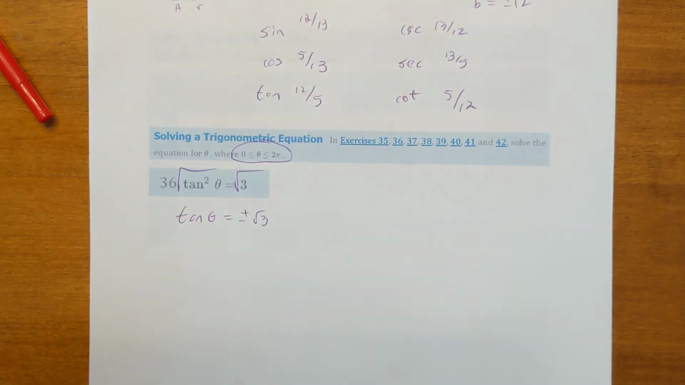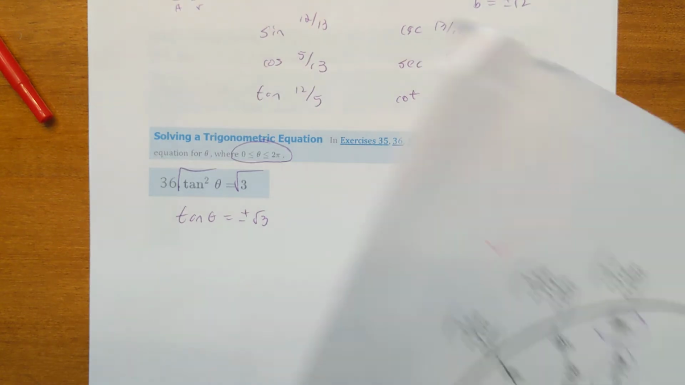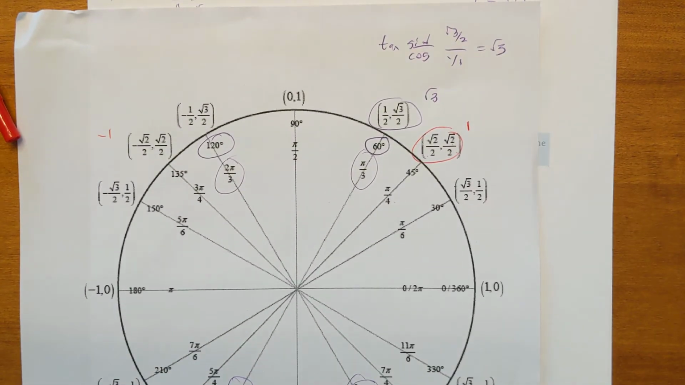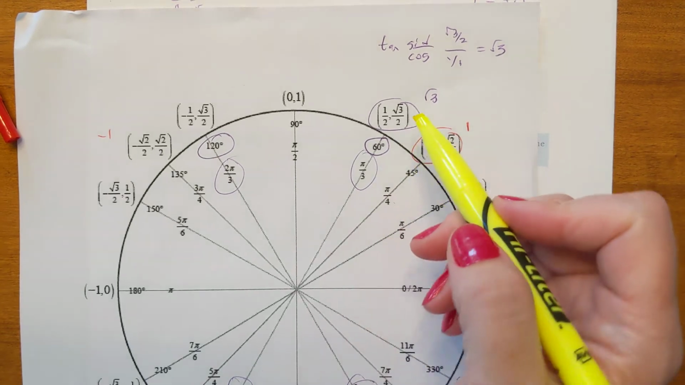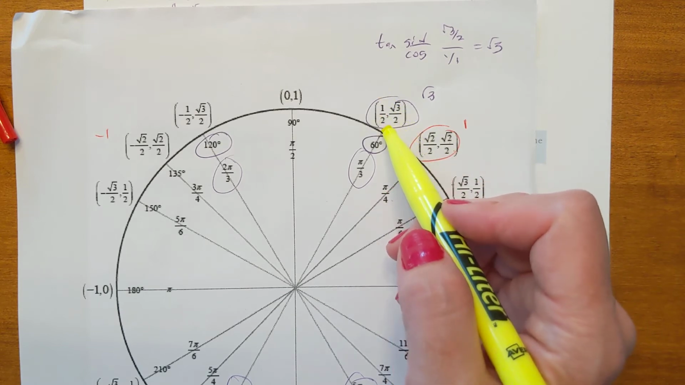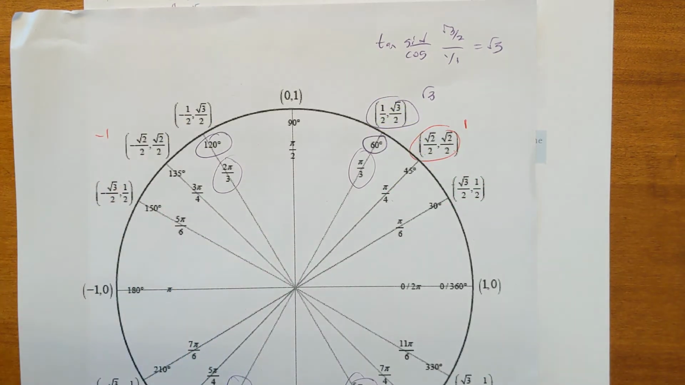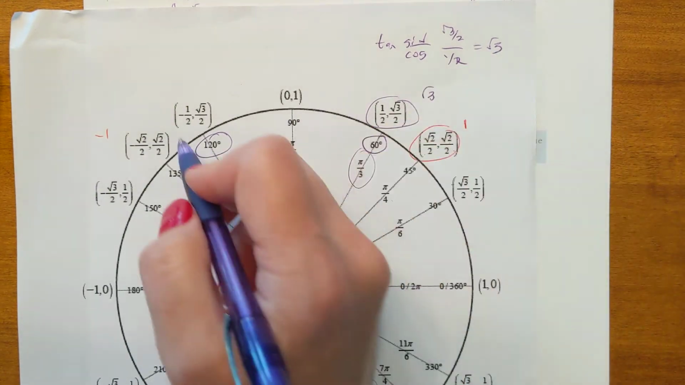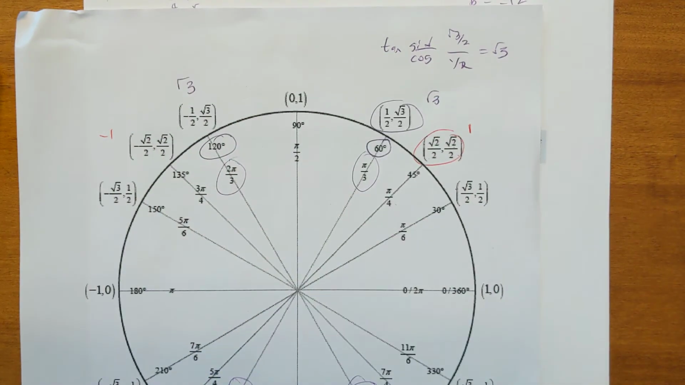This is where I know your unit circle comes in handy. I've got a copy of it here. All right, so where is tangent plus or minus radical 3? Remember, tangent is sine over cosine. So tangent here is radical 3 at 60 degrees. The sine of radical 3 over 2 divided by the cosine of 1/2 gives you radical 3. So at all the 60-degree angles, it is radical 3.